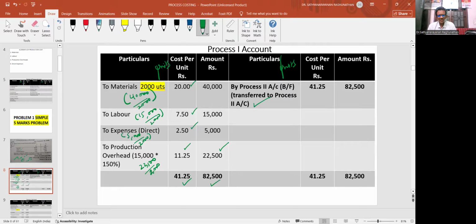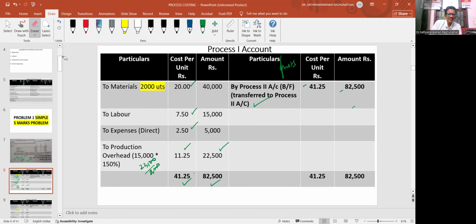And then 41.25, 82,500. Okay. This is about the process 1 account. Please take a screenshot of this. You can try from your side.